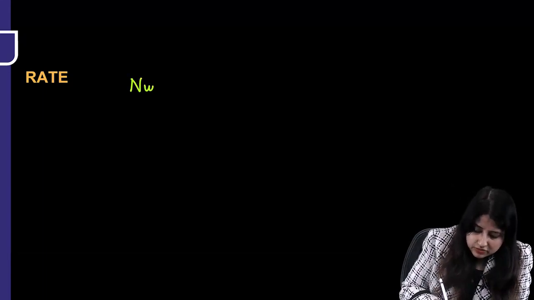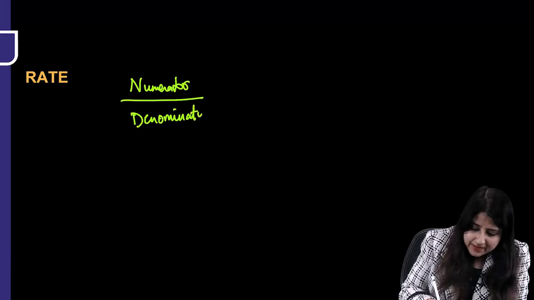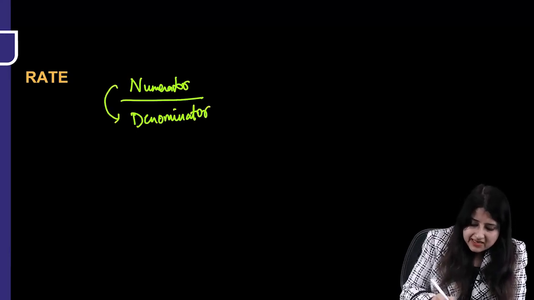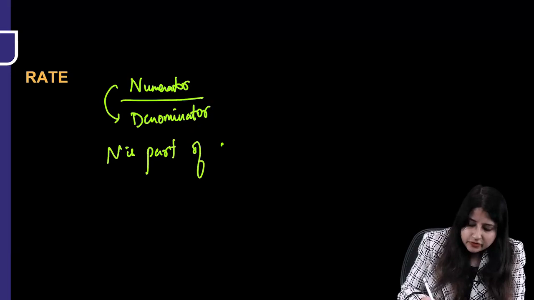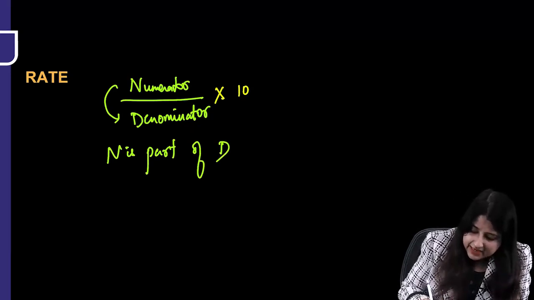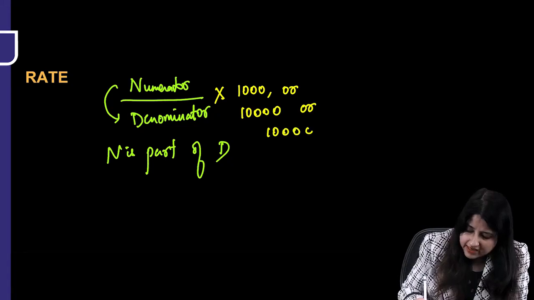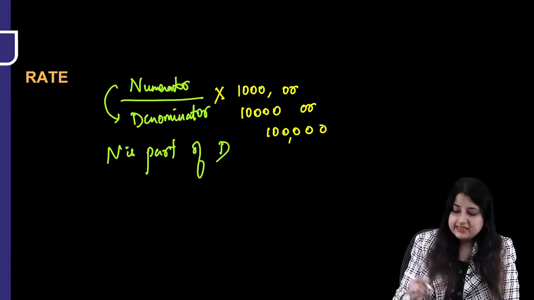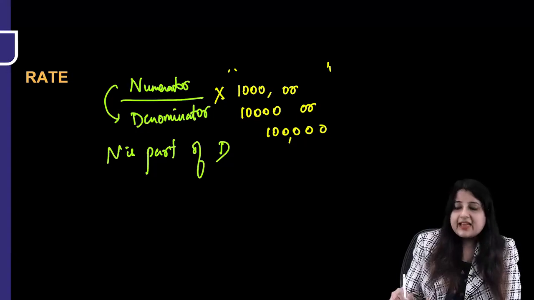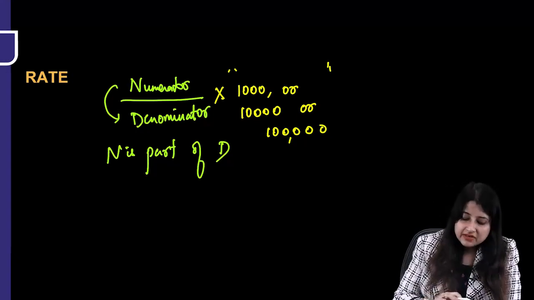So in rate also there is a numerator, there is a denominator. Now, what is happening actually in rate? The numerator N is part of D. But what is the multiplier, everybody? The multiplier can be 1000 or it can be 10,000 or it can also be 1 lakh. Okay, the multiplier is 1000, 10,000 or 1 lakh. That is what is the meaning of rate.